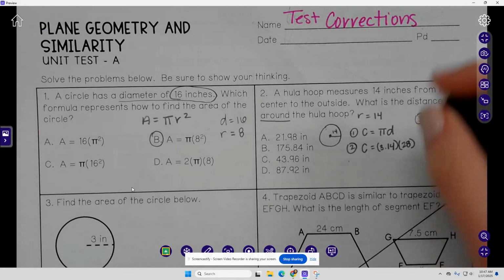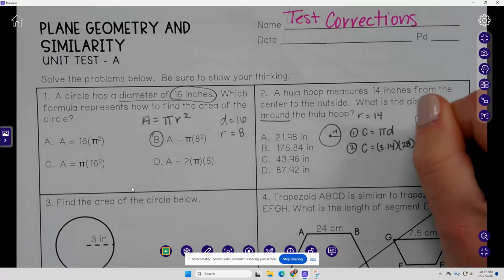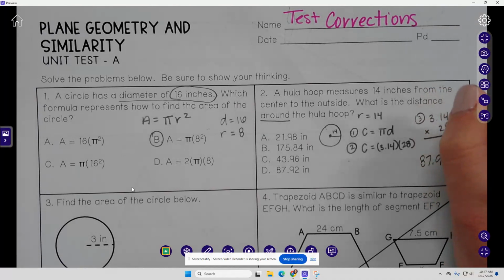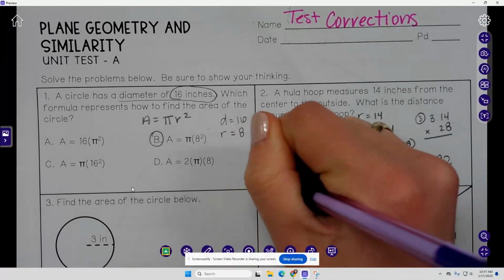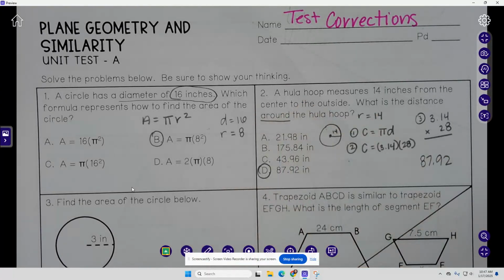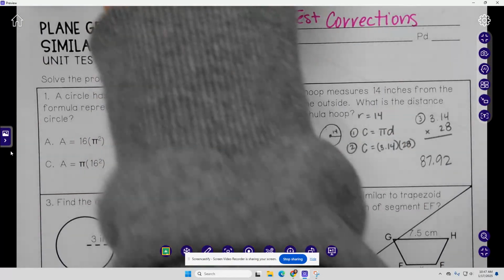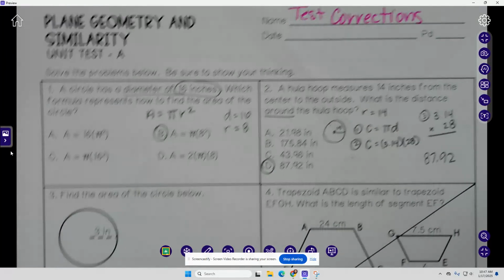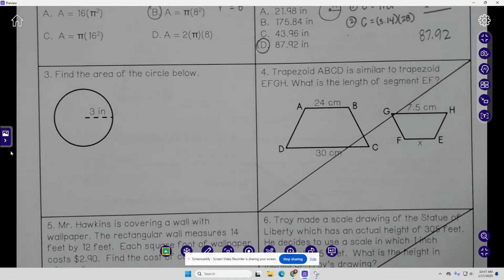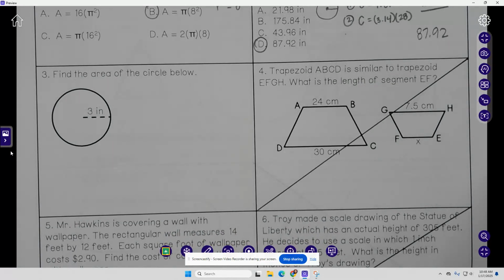So after you multiplied this, you should have gotten 87.92, which the answer choice is D. As always, if you need more time to work these out, you can always pause and then have some more time. Number 3, find the area of the circle below.